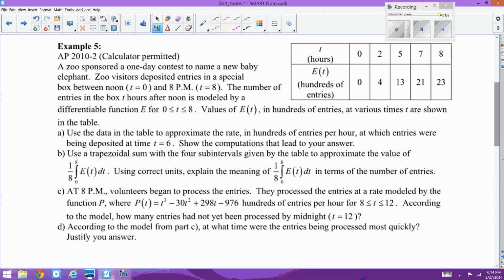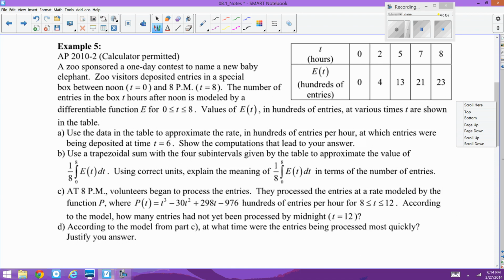So with this example, we have a one-day contest to name a new baby elephant. Aw, how cute. What name would you come up with for your baby elephant? Put that in your whisk. All right, zoo visitors deposited entries, blah, blah, blah. You can read this. Great.